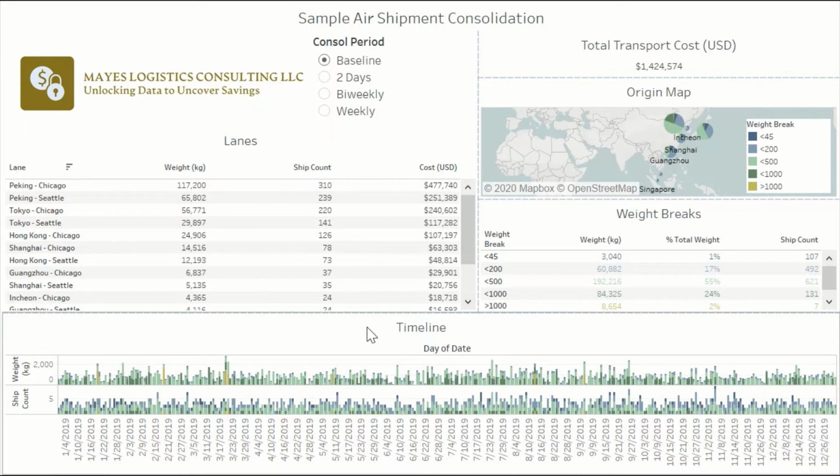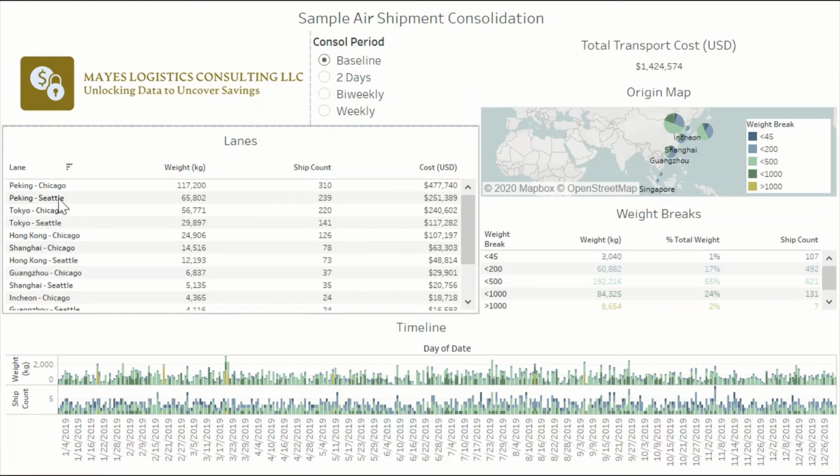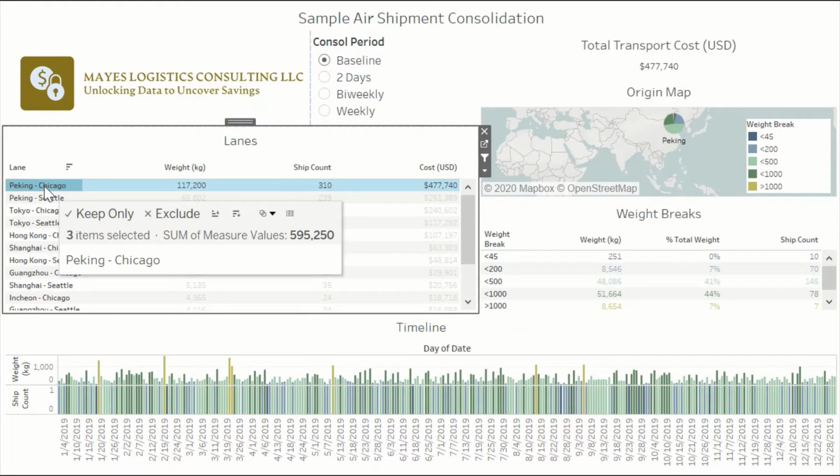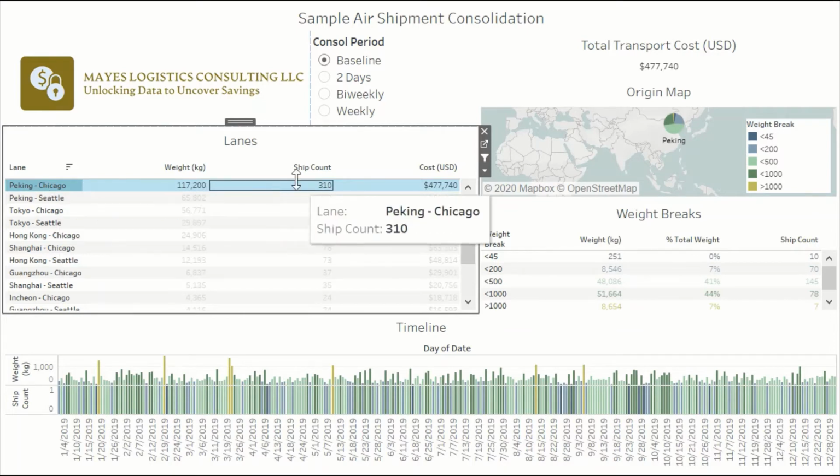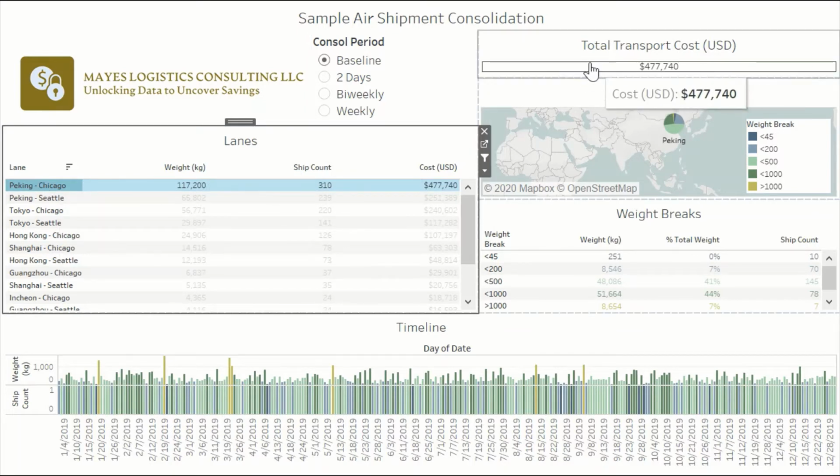In this view, we have a timeline that shows the shipments per day and then also the total kilos today. So we can go in and click on one of the lanes and break things down by lane. In this view, we have the total transportation costs associated with that lane.